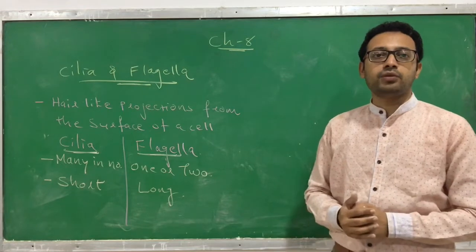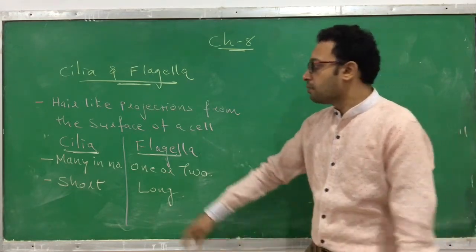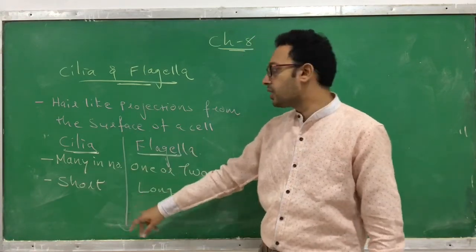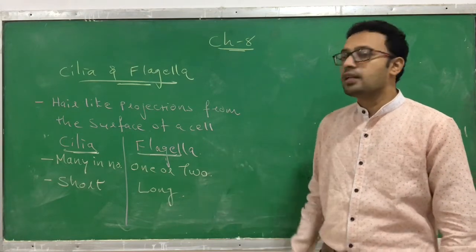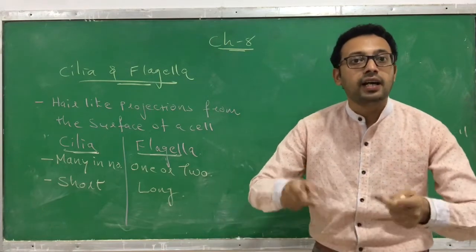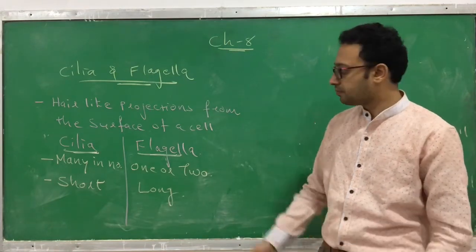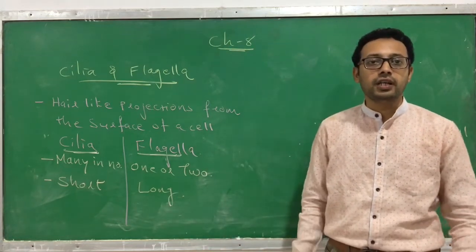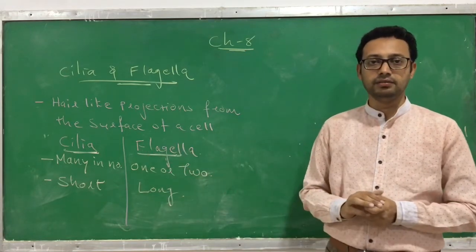Both are hair-like projections that arise from the surface of a cell, but the cilia are many in number and shorter, whereas the flagella are one or two and long. The cilia are responsible for movement of the cell as well as movement of the cytoplasm. Flagella are responsible for movement of a cell. So this is the difference which exists between the cilia and the flagella.